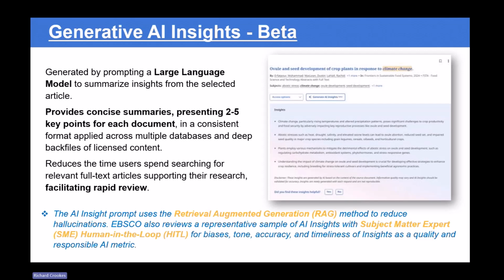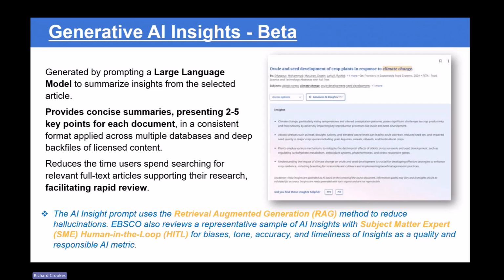One is the generative AI insights. This may or may not be available to you depending on what you've approved or agreed to. It's available now. There's no cost to this, by the way. But essentially, these insights are 2 to 5 point summaries that are generated by prompting a large language model to summarize full text articles essentially. So they provide concise summaries, and it essentially reduces the time users spend searching for full text articles. They can see the relevance through the summaries, etc. And this can also help with a rapid review.